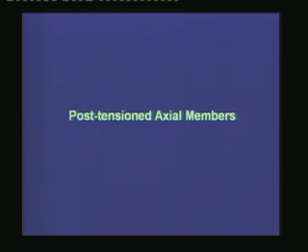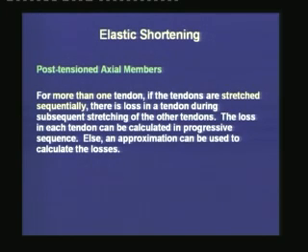Next, we are moving on to the post-tensioned axial members. To recollect, for more than one tendon, if the tendons are stretched sequentially, there is loss in a tendon during subsequent stretching of the other tendons. The loss in each tendon can be calculated in progressive sequence, else an approximation can be used to calculate the losses. The elastic shortening is of a concern in a post-tension member if there are more than one tendons and the tendons are stretched sequentially.